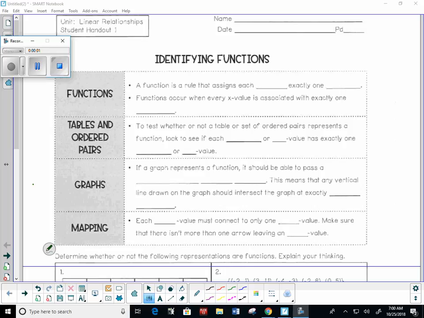Guys, hi, and today's Thursday. Today we're going to be talking about functions. I like doing functions. I think it's kind of easy for us to grasp.